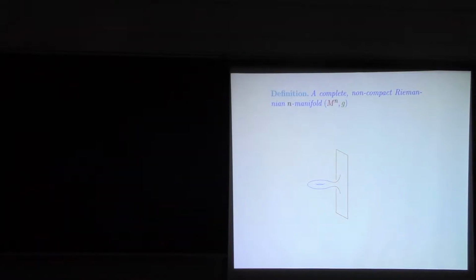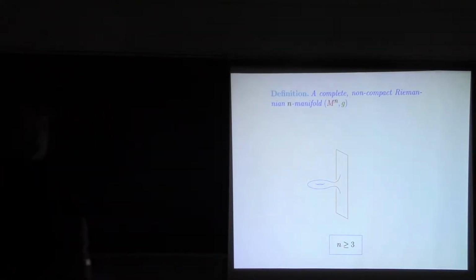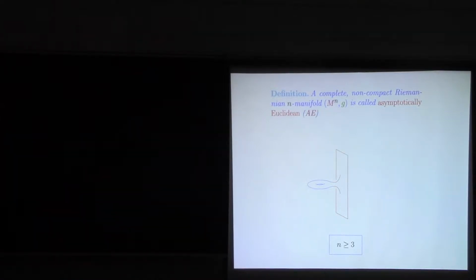One says that a complete non-compact Riemannian manifold, and here now this is going to become a fake picture. I'm always going to assume that the real dimension of the manifold is at least 3 for this definition. In dimension 2, there's not really going to be much going on anyway. So from now on, we have a nice 2-dimensional picture to look at, but you're supposed to imagine the manifold is at least dimension 3. So a complete non-compact Riemannian n-manifold is said to be asymptotically Euclidean, abbreviated as AE.